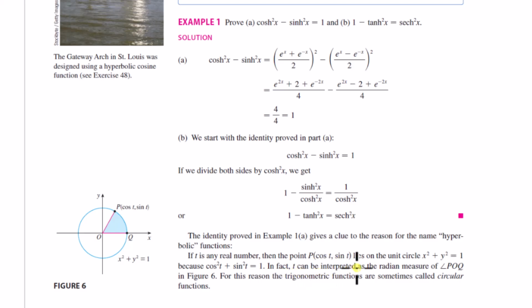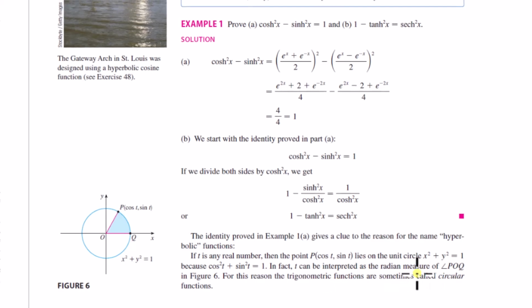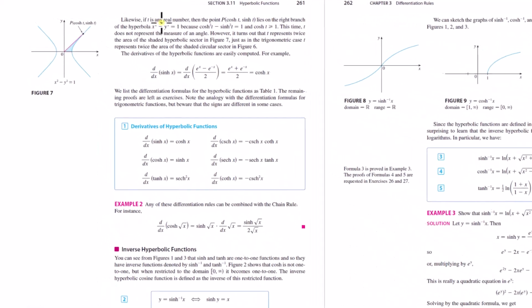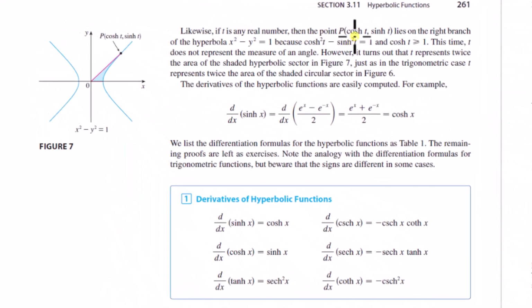In fact, t can be interpreted as the radian measure of angle POQ in figure 6. Okay? That's what t is, for cosine t, sine t. For this reason, the trig functions are sometimes called circular functions. Likewise, if t is any real number, then the point P (hyperbolic cosine t, hyperbolic sine t) lies on the right branch of the hyperbola x squared minus y squared is equal to 1, because hyperbolic cosine squared minus hyperbolic sine squared is equal to 1, and hyperbolic cosine of t is greater than or equal to 1.